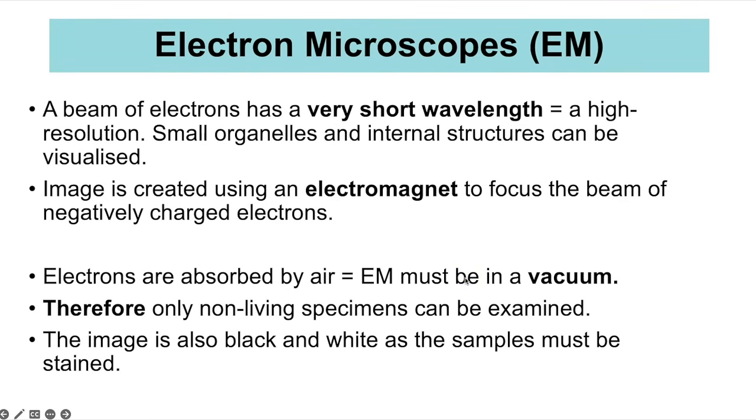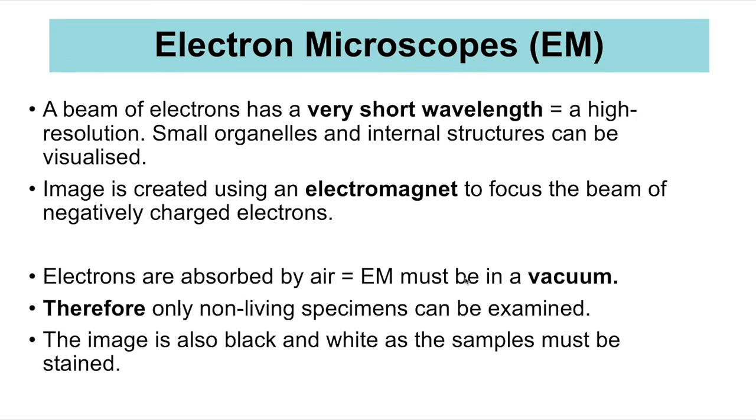Then we go on to the electron microscopes in a bit more detail. So a beam of electrons is what is creating the image, and they have a very short wavelength, and that is why you have a high resolution. And because the resolution is so high, that means small organelles and internal structures can be viewed.